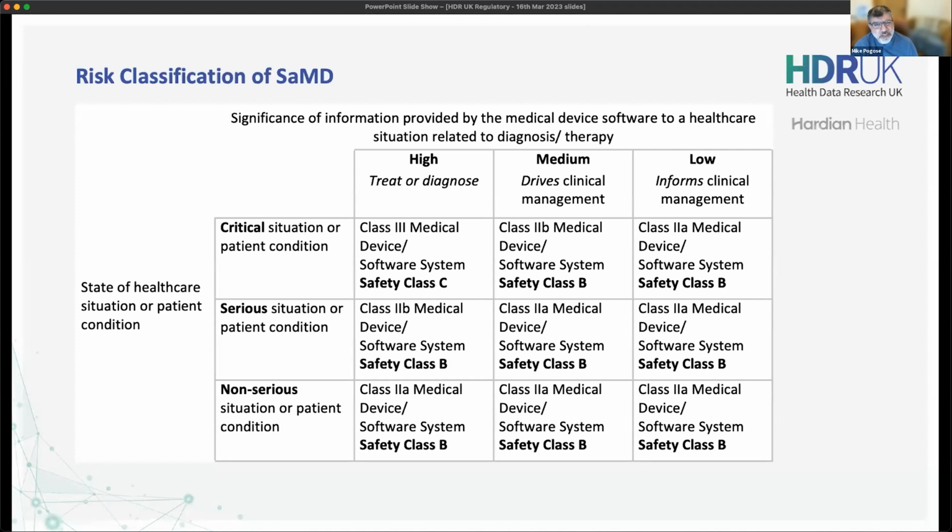They basically say the same thing, that in this 3x3 matrix, there will be a classification depending on what your device is supposed to do. Back to what I said earlier, watch out, it's all about intended use.